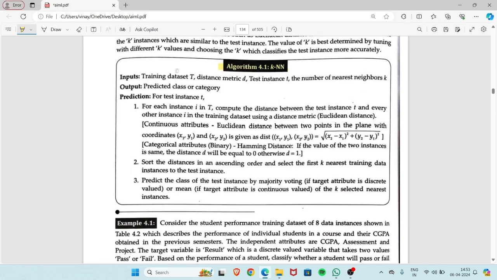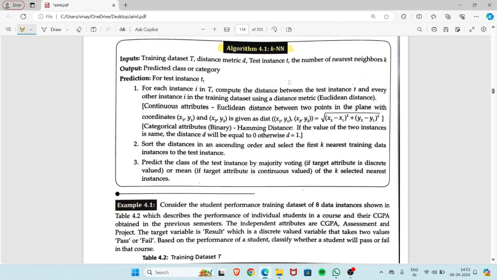Hello everyone, today I'm going to start with the KNN algorithm, which is the first part of our chapter 4, module 3. KNN algorithm is a part of supervised learning algorithms. It is used for pattern recognition and data mining processes. It is very easy to implement, so people use this KNN algorithm.